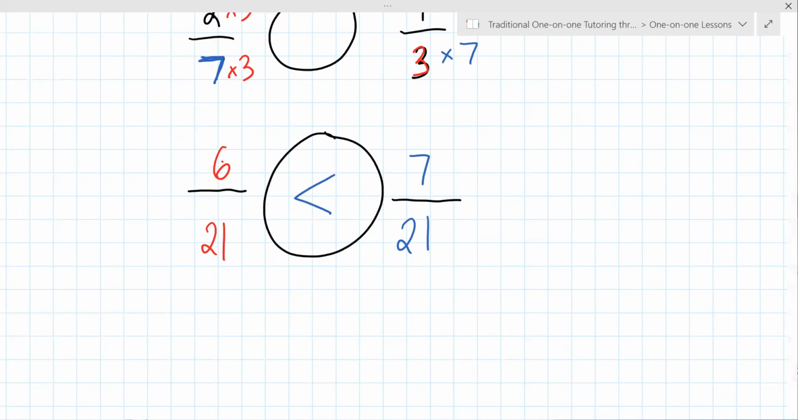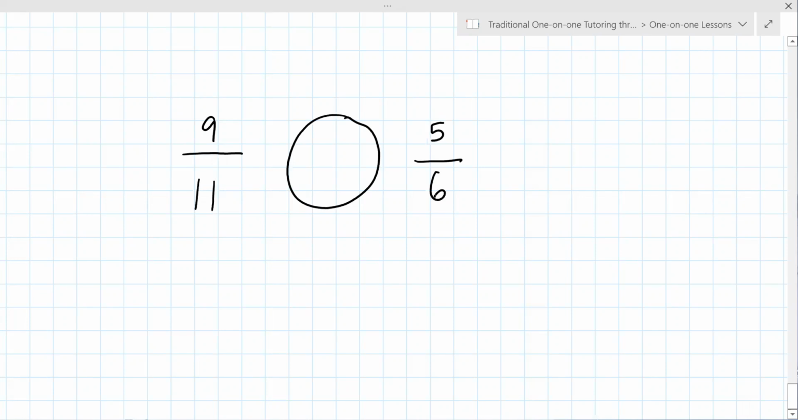Okay, so let's have you try one on your own here, and then we can move on to another topic. Let's go 9 over 11, and we'll go 5 over 6. And I do want the two fractions that you end up coming up with. Okay.